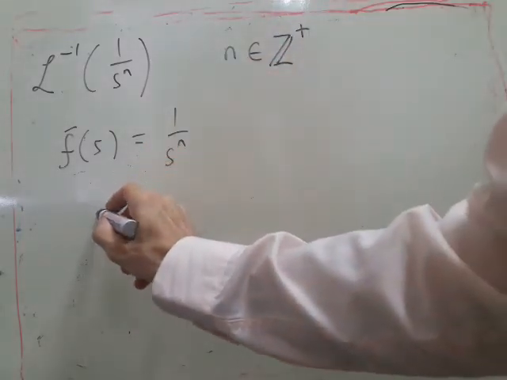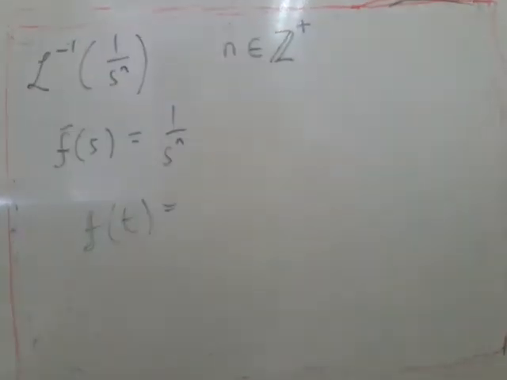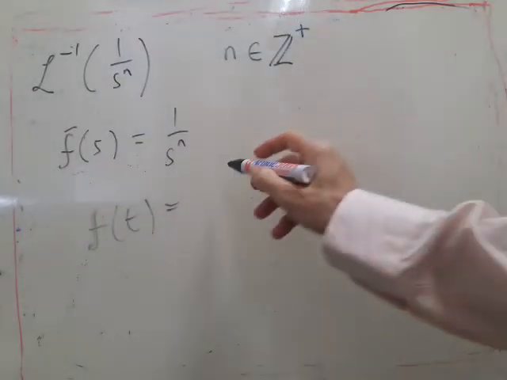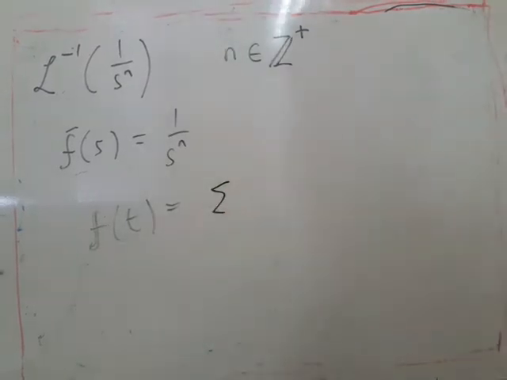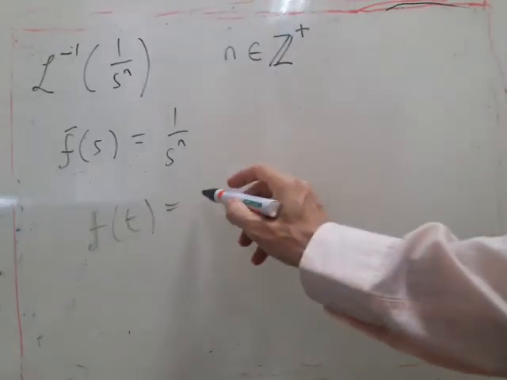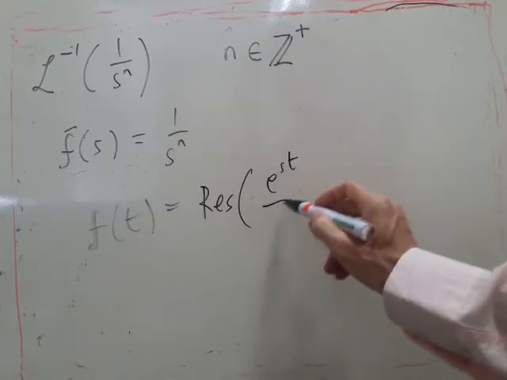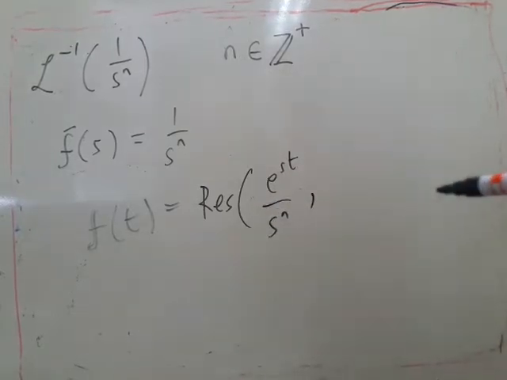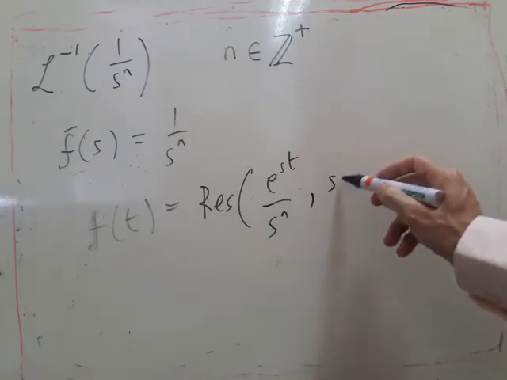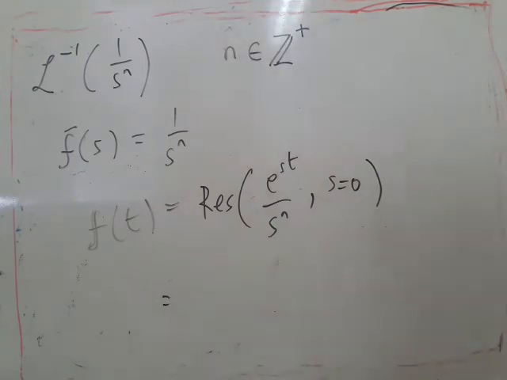So f of t is simply, well, there's only one residue, so there's no sum, is the residue of e to the st over s to the n at s equals 0. So probably the easiest way to do this is just to consider the series of this.